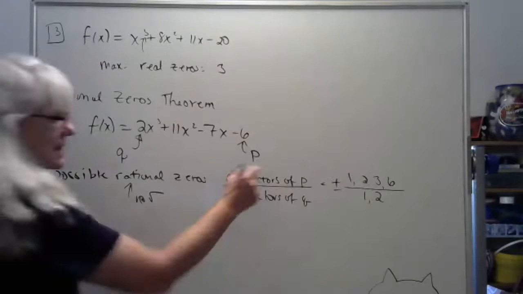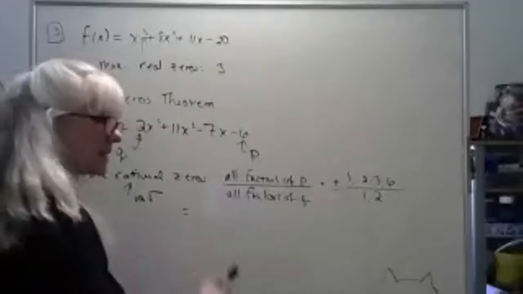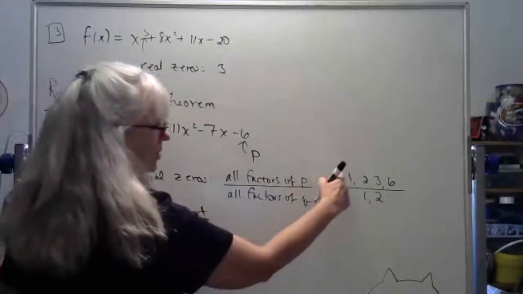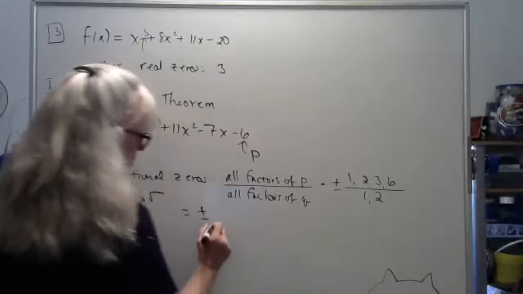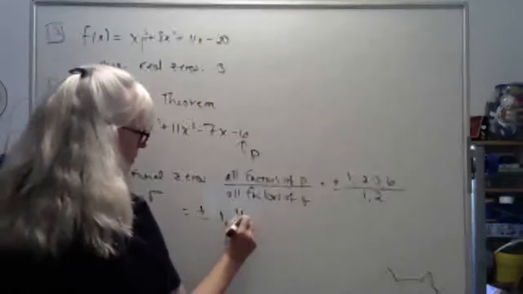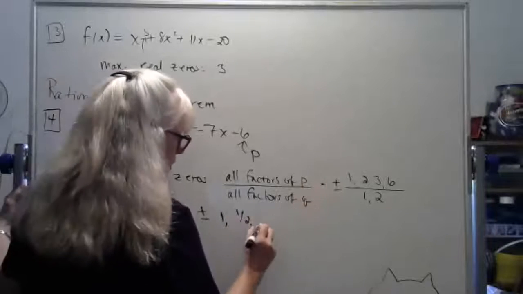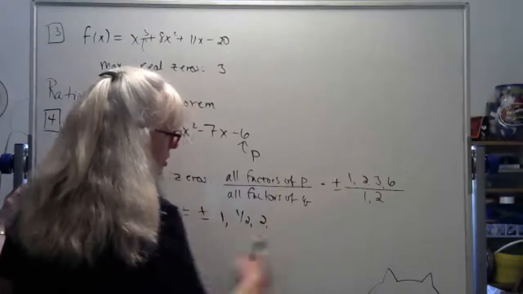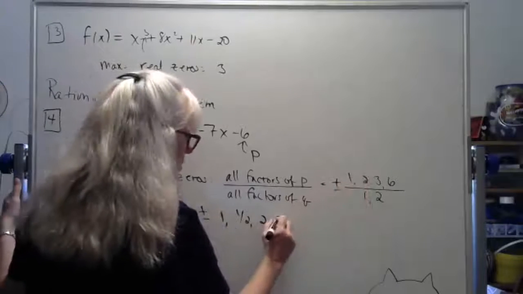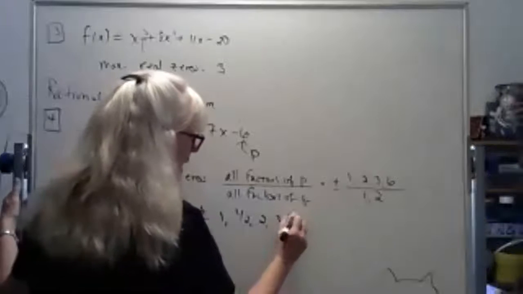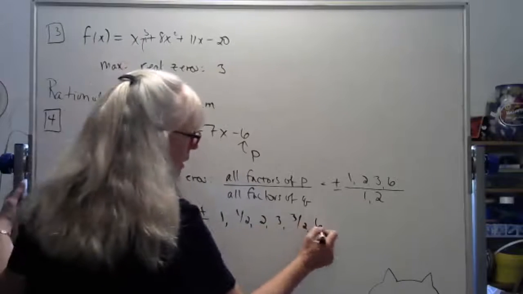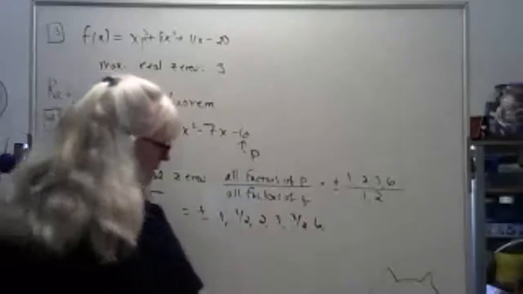Then what I'm going to do is take that and make it into a physical list of numbers. So what I do is I take the first number and put it over both of the second numbers. So 1 over 1 is 1. 1 over 2 is 1/2. 2 over 1 is 2. 2 over 2 is 1, and I've already got it listed, so I'm not going to list it again. 3 over 1 is 3. 3 over 2 is 3/2. 6 over 1 is 6. And 6 over 2 is 3, and it's already listed.